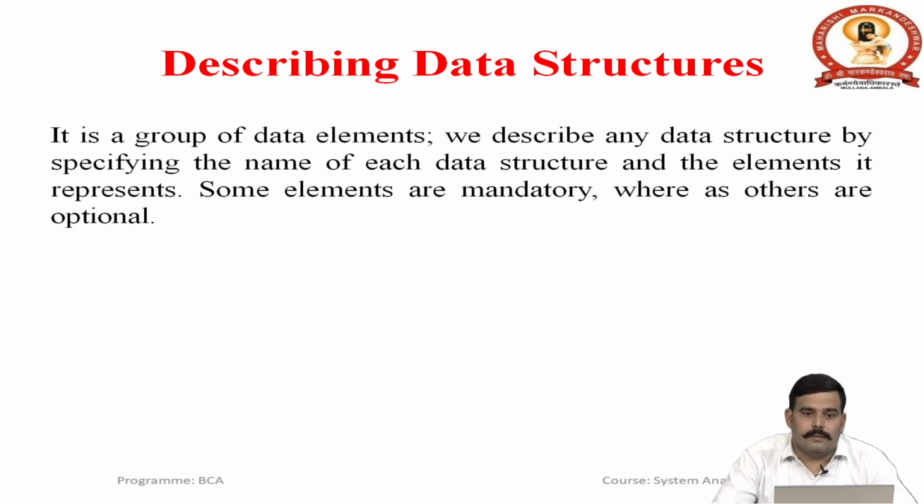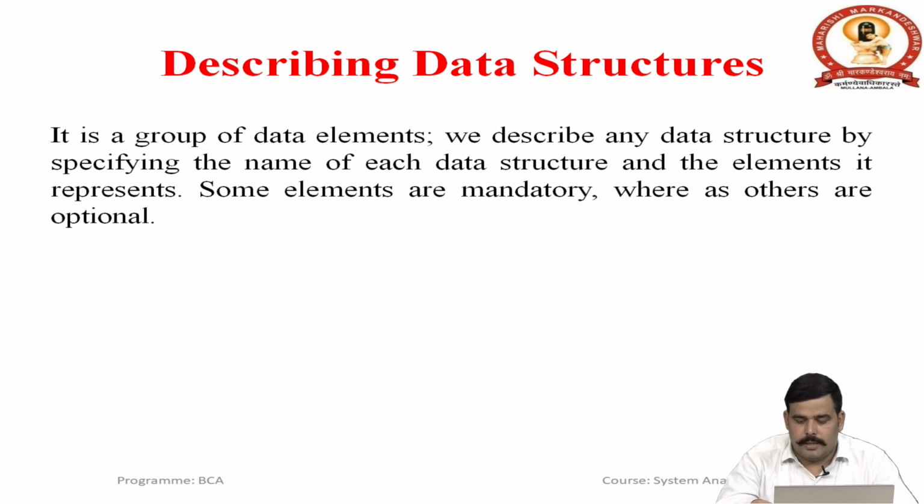Now, how can we describe the data structure during the creation of the data dictionary? Data structures are groups of data elements, a bunch of data elements together, and we describe any data structure by specifying the name of each data structure and the elements it represents. Some elements are mandatory, whereas others are optional. Earlier, when we discussed the data structure, we took an example of the book detail, where we have some data elements related to the author name, publisher, ISBN number and title.